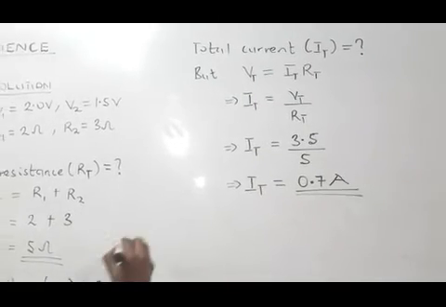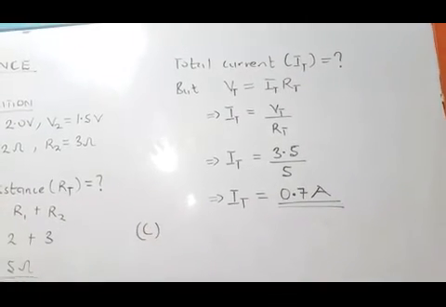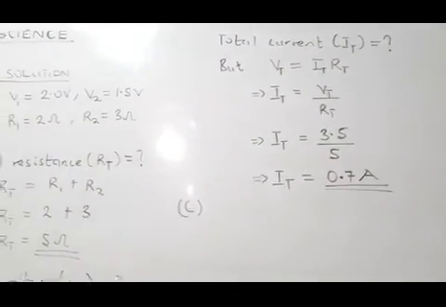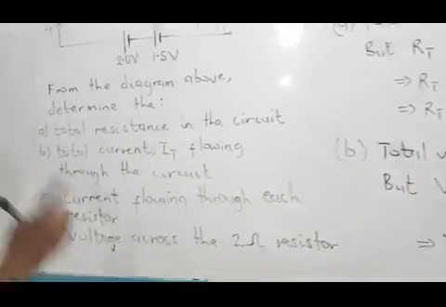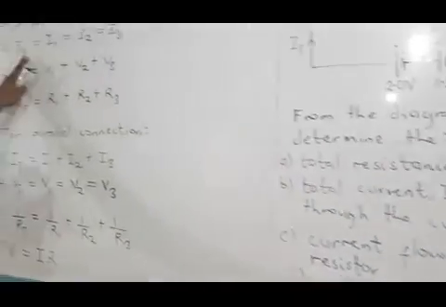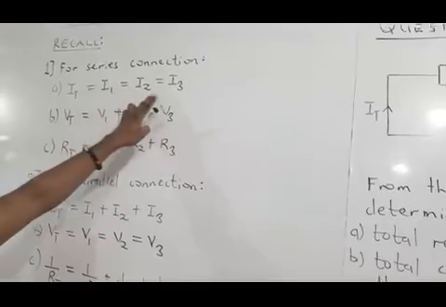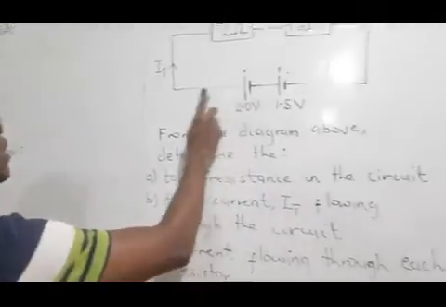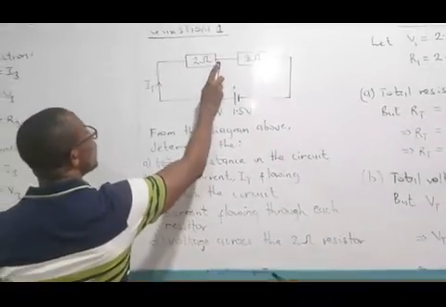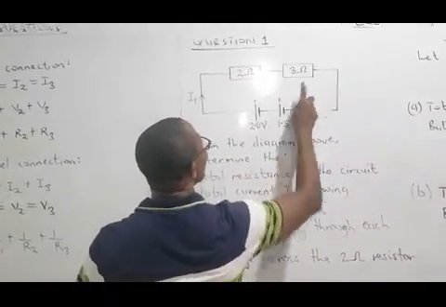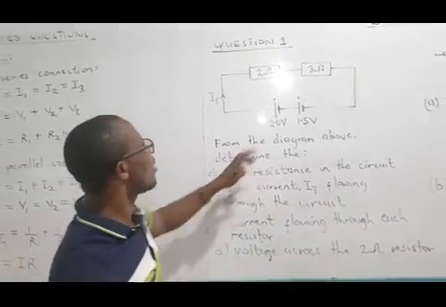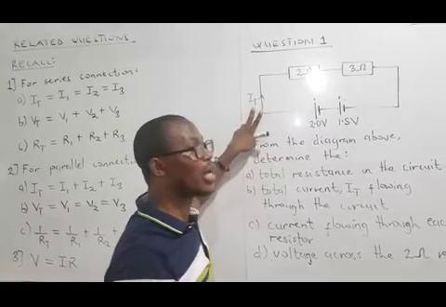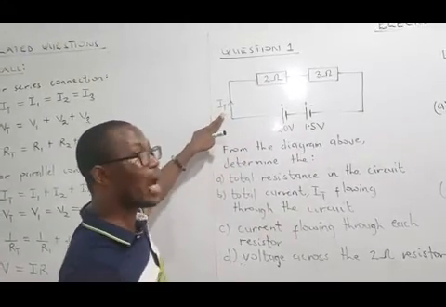Now the C. Question C says that you should determine the current flowing through each resistor. I told you that for series arrangement, the total current is the same as the current flowing through each of the resistors. So here is the same total current. It gets here, it flows through the 2 ohm resistor. The same total current flows through the 3 ohm resistor. So the current flowing through your R1, that is the 2 ohm resistor, is the same as the total current. It should be 0.7 amperes.